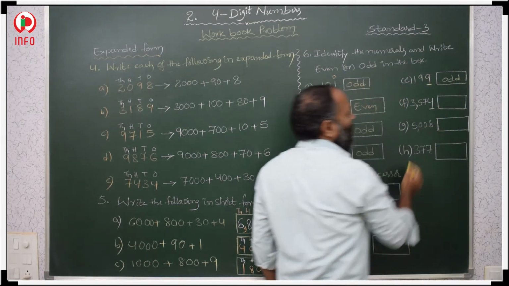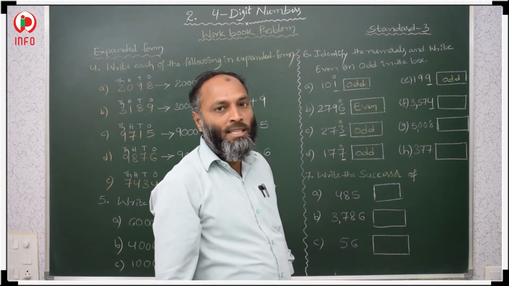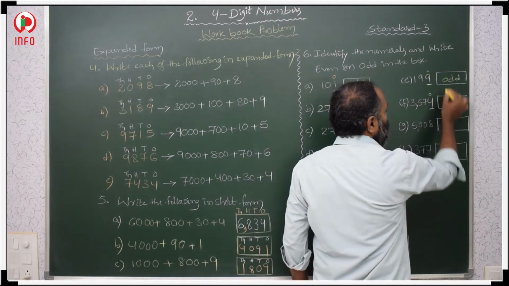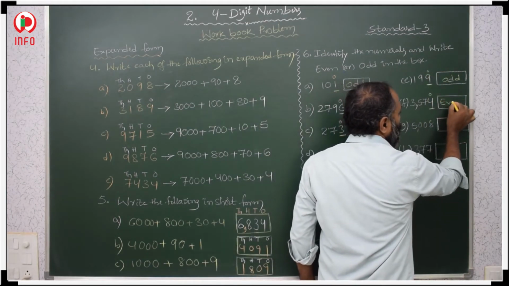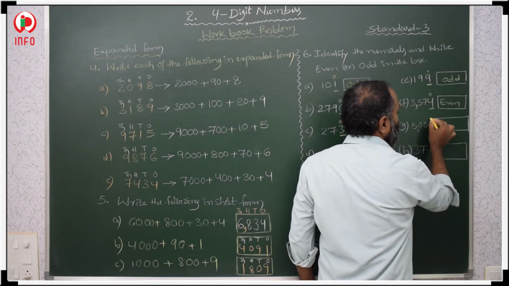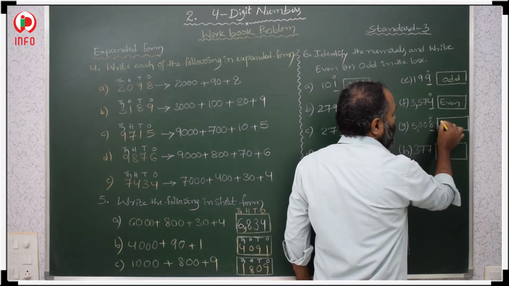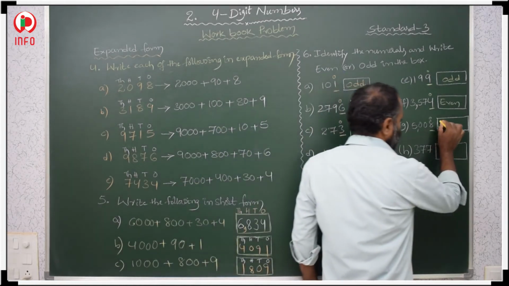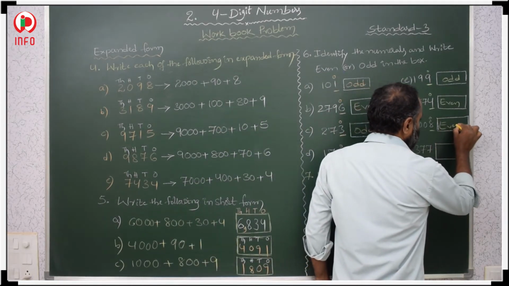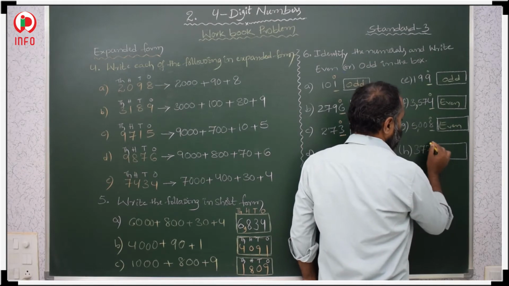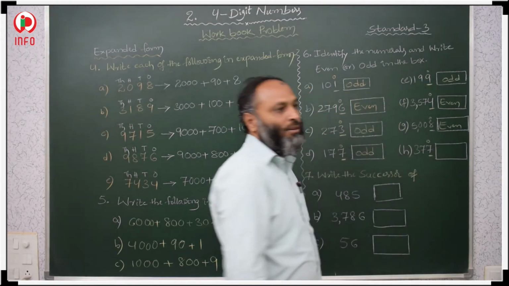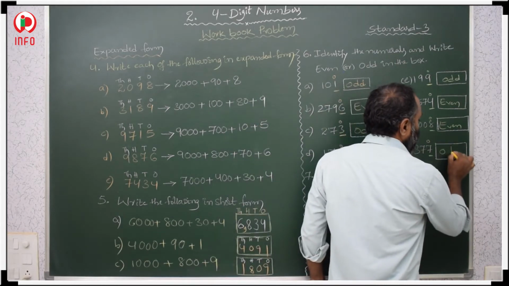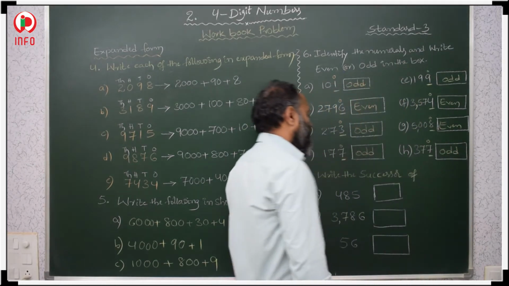Here 4. 2 twos are 4, so it is divisible by 2. The ones place is divisible by 2, so it is an even number. Here the ones place value is 8. It is divisible by 2. 2 fours are 8, so it is an even number. Here 7. 7 is not divisible by 2, so it is an odd number.